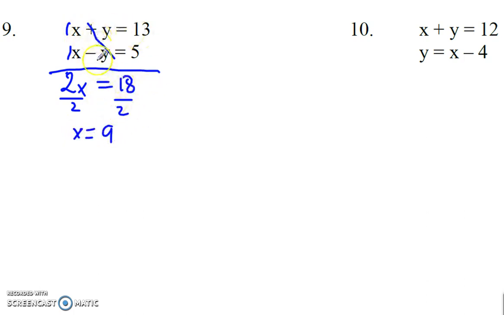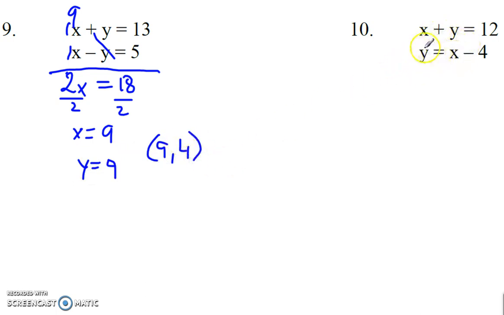And then we can plug that back in into either one of these. X plus y is 13. So subtract 9 from each side. 9 plus y is 13. Subtract 9 from each side, y equals 4. So this is 9 and 4.